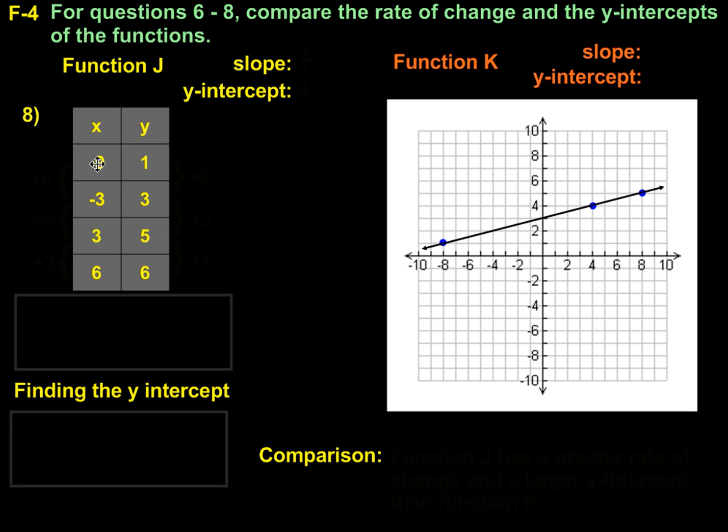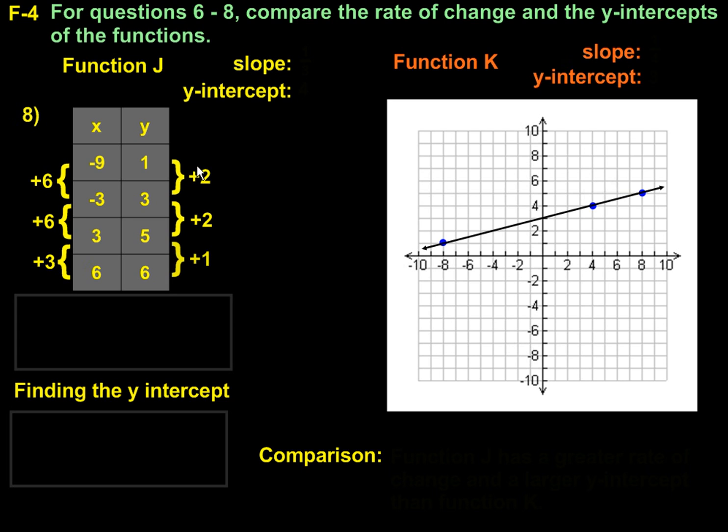So if I go from -9 to -3, I have a change of +6. If I go from -3 to +3, I have a change of +6. If I go from 3 to 6, I have a change of +3. If I come over to the y side, going from 1 to 3 is a change of +2. From 3 to 5, also a change of +2. And a change from 5 to 6 is a change of +1.